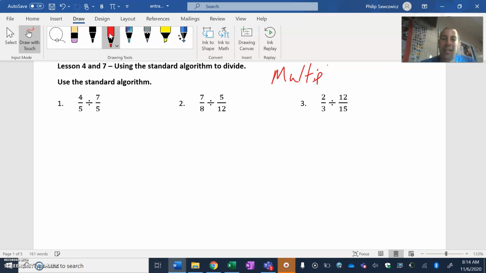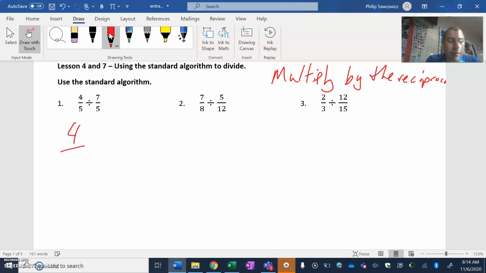write this down, by the reciprocal. That's the phrase: multiply by the reciprocal. Now, reciprocal, a fancy mathematical word, means to flip the fraction. So we leave that first fraction alone. We multiply, so we change it to a multiplication problem, and then we take the reciprocal, which means to flip the second fraction. Now we're ready to use our multiplication skills.